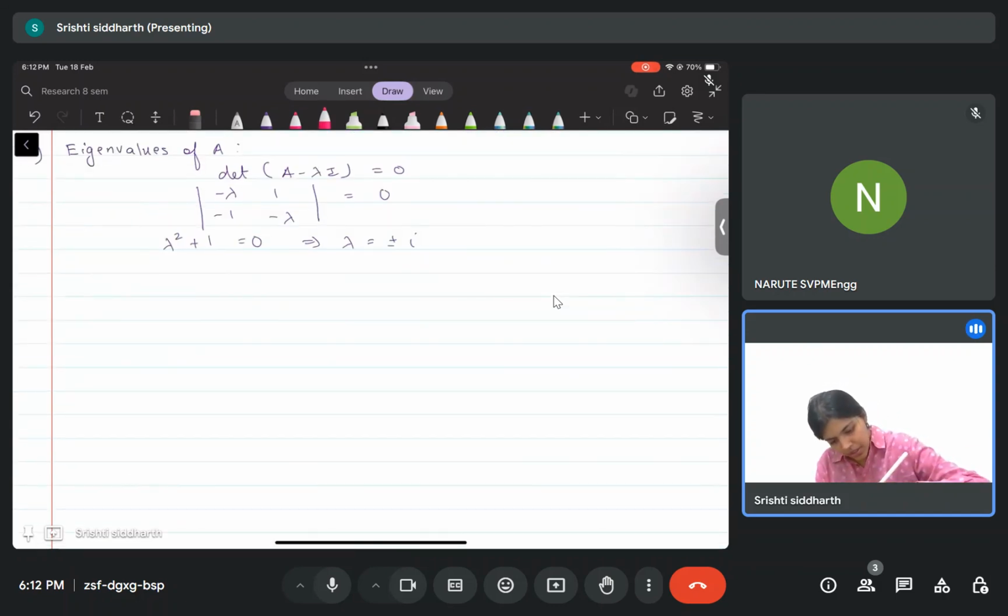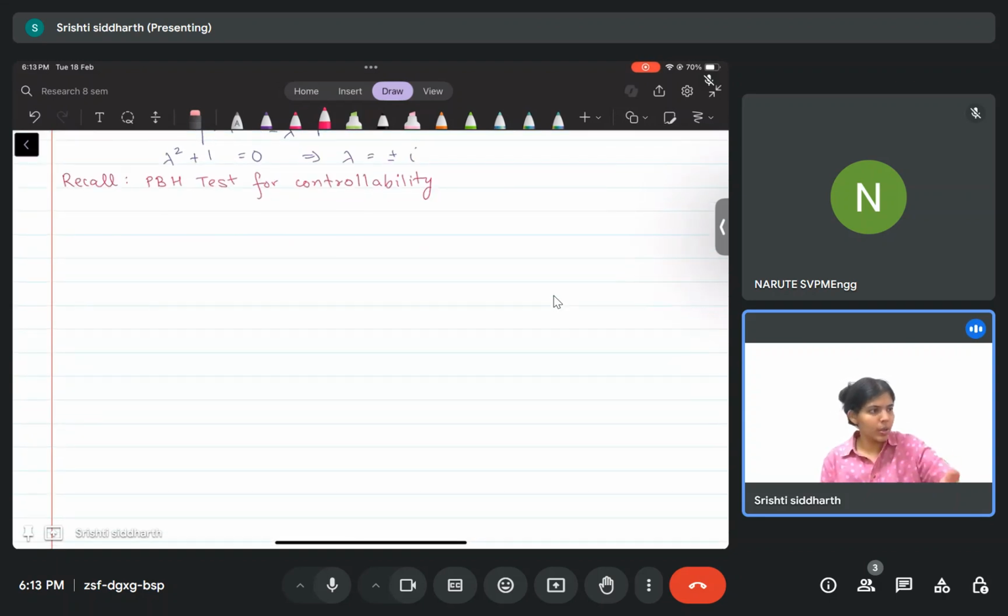Alright, so let's recall the PBH test first. The PBH tests for controllability and stabilisability are different. So I write down the one for controllability: the rank of [A minus lambda I, B] should be n for all eigenvalues lambda in the complex plane. The difference between the PBH test for controllability and stabilisability will be here, and we'll discuss it when we get to the stabilisability part.